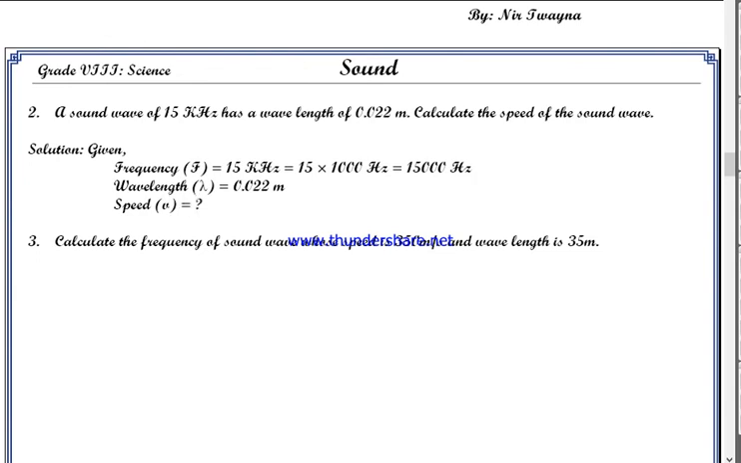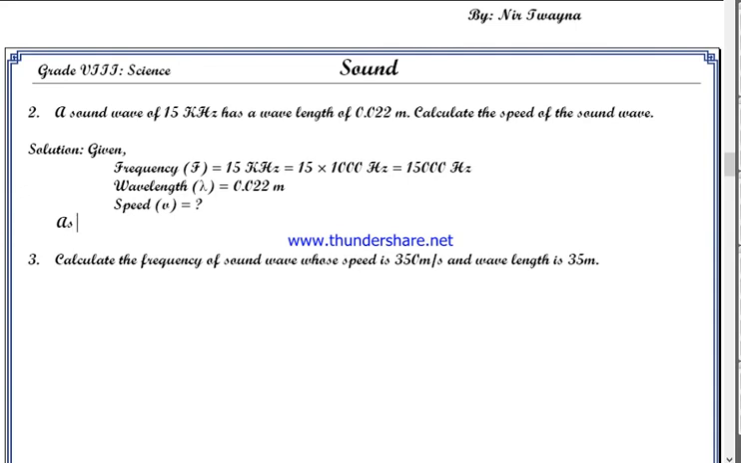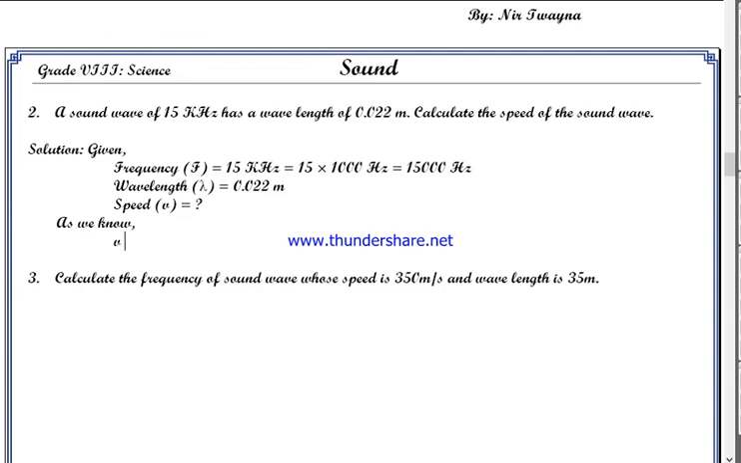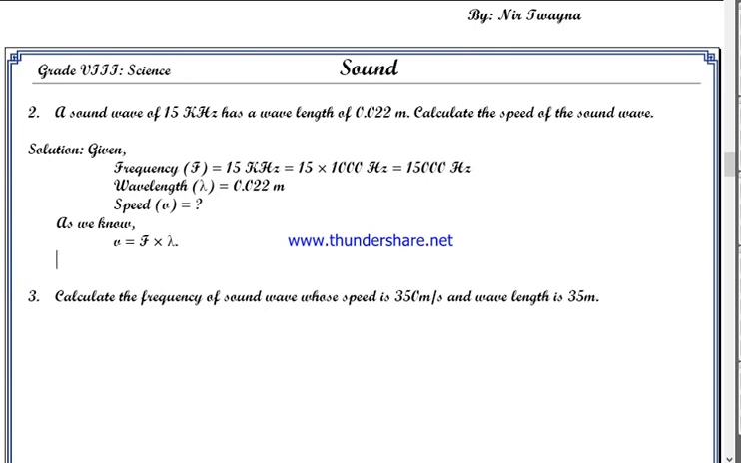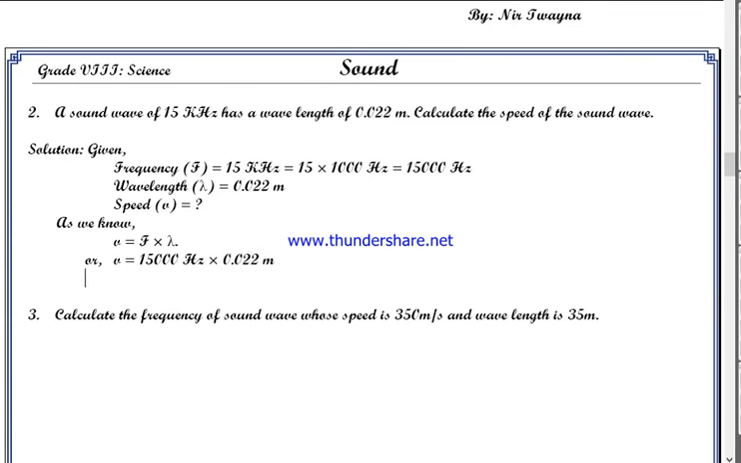Okay, speed equals what? As we know, you have a special formula, V equals F into lambda. Yes? Okay, V we do not know, F is 15,000 hertz multiplied by lambda 0.022 meter, so V is equal to, okay, what will be the product?